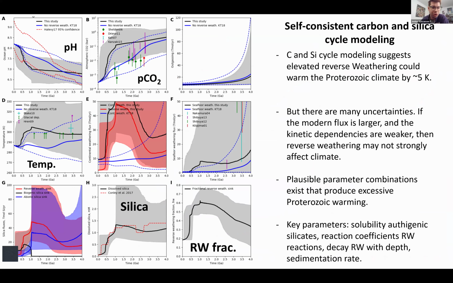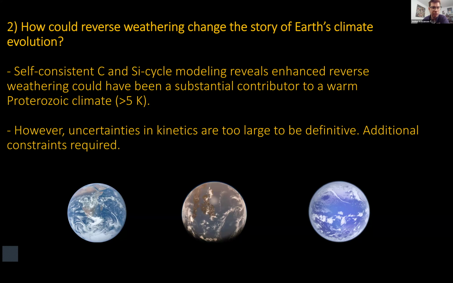So this was a somewhat frustrating result, just basically to find that this could be really important, but we feel like we don't know the kinetics well enough to be definitive. Probably some additional constraints are going to be necessary. So this is the take home from that: when you build a self-consistent carbon and silicon cycle model, it shows that certainly an enhanced reverse weathering flux could have been a substantial contributor to mid-Proterozoic warmth. But the uncertainties in the kinetics are really too large to be definitive. At least they were at the time when we did these calculations.